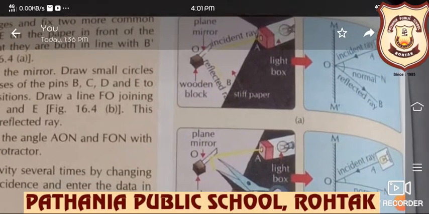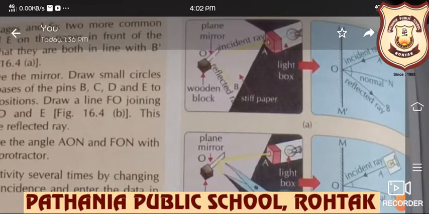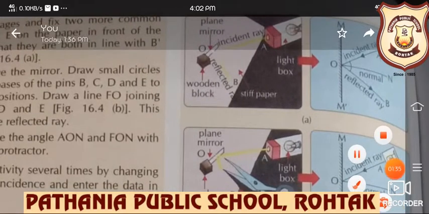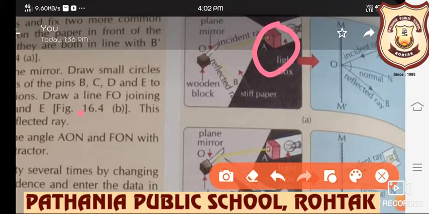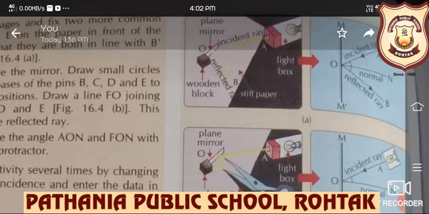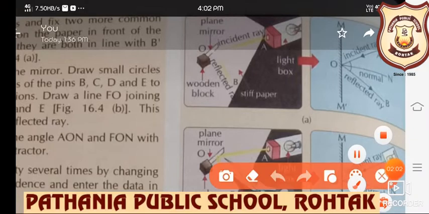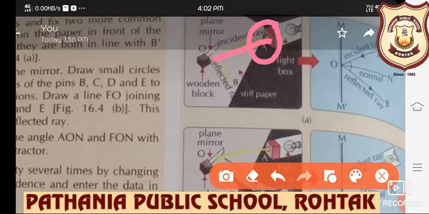Keep the light box at position A. You have to keep this box. See, this is position A. You have to keep this light box so that it is facing this side. When you open the slit of the light box, a beam of light, this is a beam of light, is incident on the plane mirror.